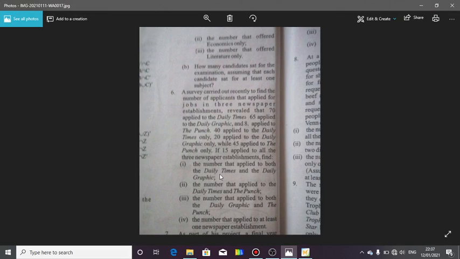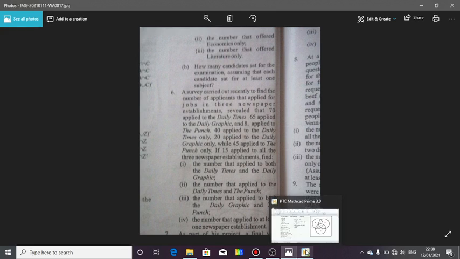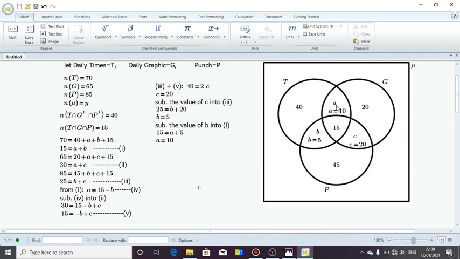You see? So those that apply to daily times and daily graphics, the question did not say only. Take note of that. So those that apply to daily times and daily graphics, they are 10 plus 15. But if it says only daily times and graphics, that means P prime is going to come up in the intersection. So that means it's going to be 10. So those that apply to only daily times and daily graphics, they are 10.